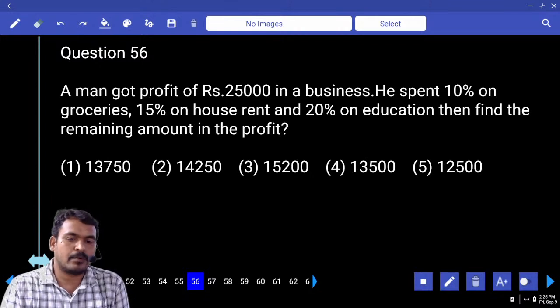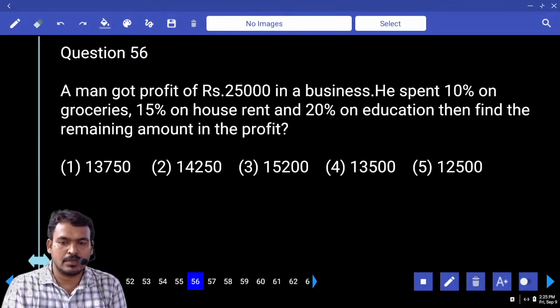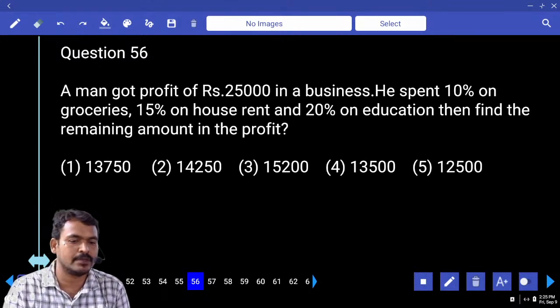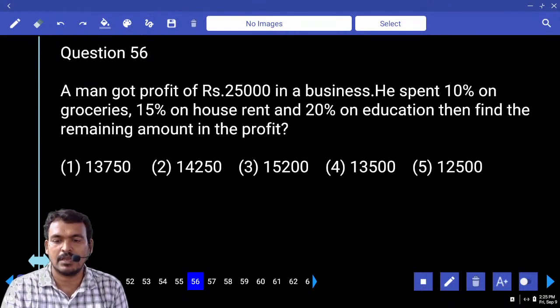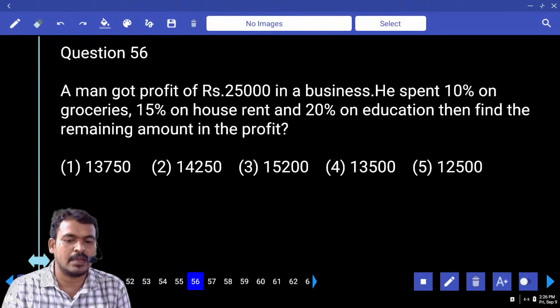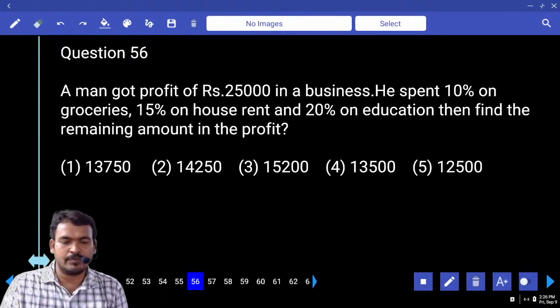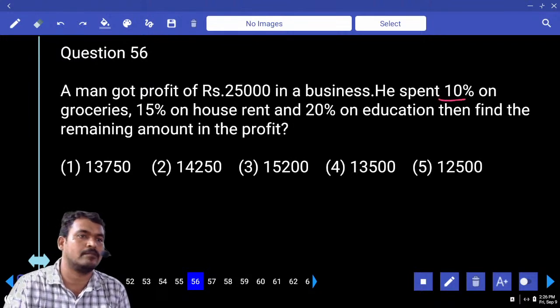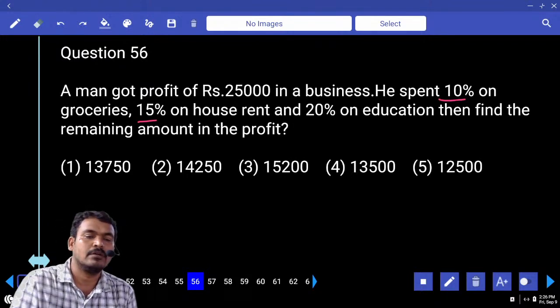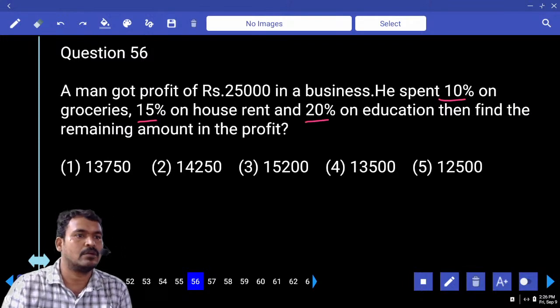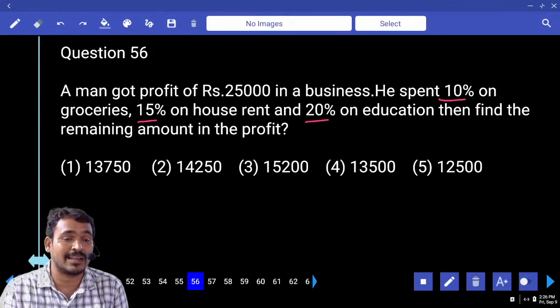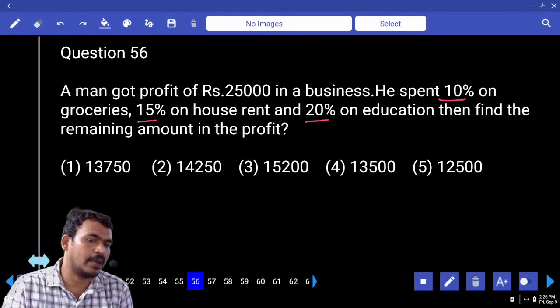A man got a profit of 25,000 in a business. He spent 10% on groceries, 15% on house rent, and 20% on education. Then find the remaining amount of the profit. Out of the 25,000, first time how much percent is spent? 10%. Second time 15%. Third time 20%. Total how much percent is completed? 45%.